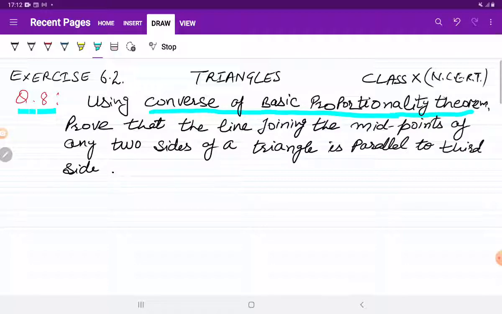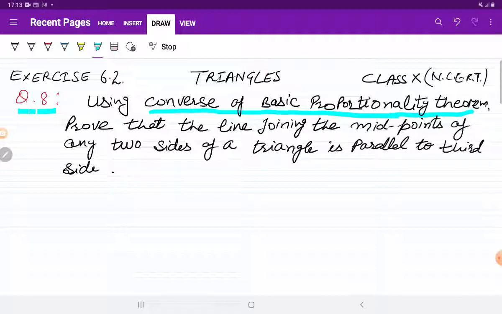Now concentrate on the statement. थोड़ा सा याद करना कि आपने ये थ्योरम पहले कहाँ की हुई है. Okay, so I am going to read the statement. तो आप सोचना जरा. By using the converse of basic proportionality theorem, we are going to solve it. So now the question is, prove that the line joining the midpoint of any two sides of a triangle is parallel to the third side.